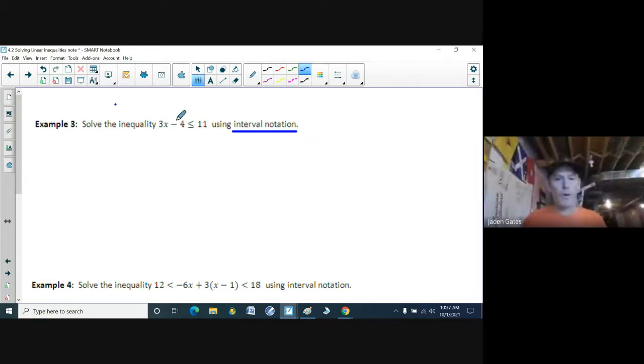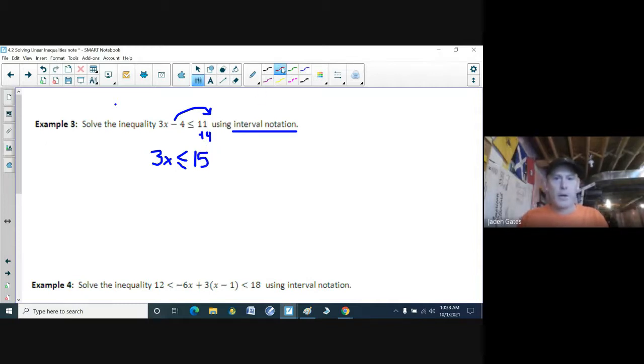And so I got 3x minus 4 is less than or equal to 11. So again, I'm going to get x by itself here. So I'm going to move this minus 4 over to the other side. And so my inequality here is 3x less than or equal to. Now, if I move that minus 4 over to the other side, it becomes a plus 4. So 11 plus 4 is going to give me a 15.